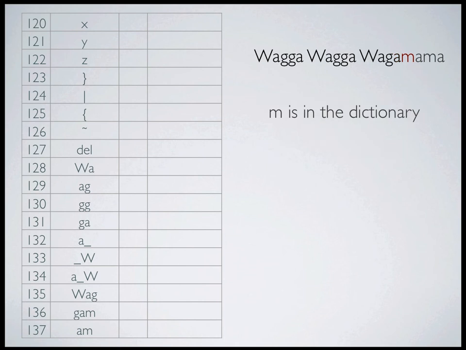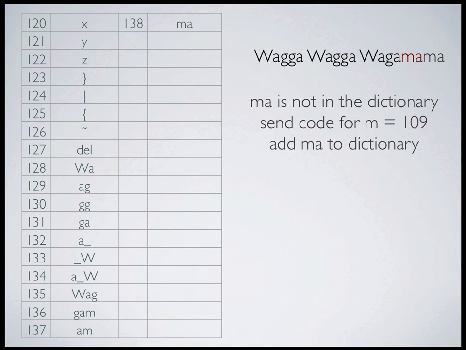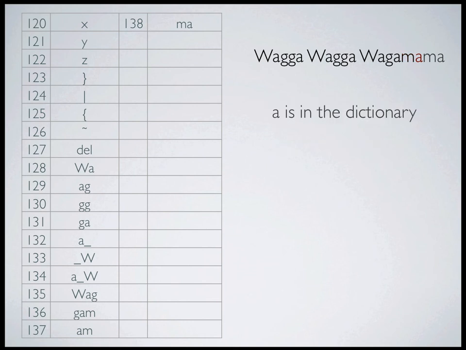M is in the dictionary. MA is not in the dictionary at this stage. So we send the code for M, which is 109, and then we'll add MA to the dictionary. Okay. A is in the dictionary, of course. AM is in the dictionary. It's there from just a second ago. 137.